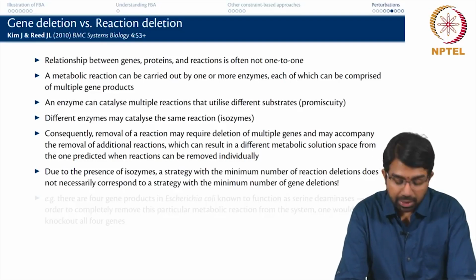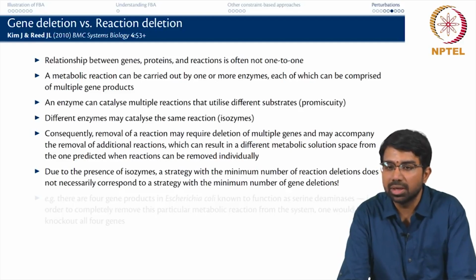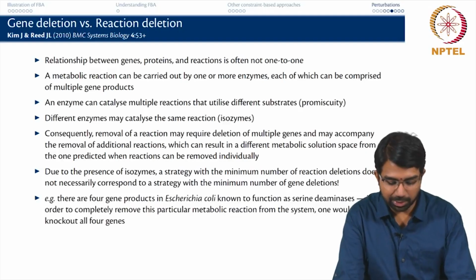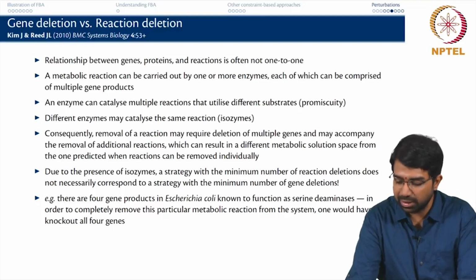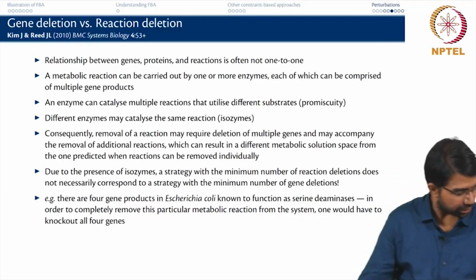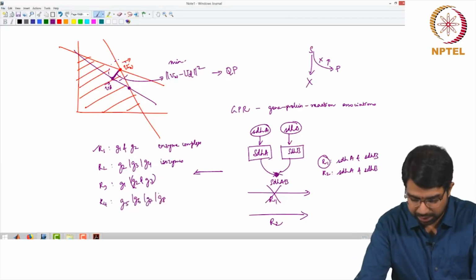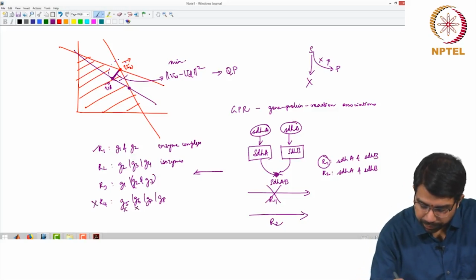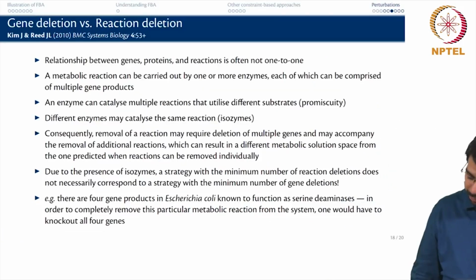Then again due to the presence of isozymes, a strategy corresponding to minimum number of reaction deletions does not correspond to a strategy with the minimum number of gene deletions, simply because there are 4 genes in E. coli that can function as serine deaminases. So, to completely remove that reaction, that reaction is something like R4 is G5 or G6 or G7 or G8. So, to remove R4 you have to knock out all these 4. This might be quite a challenge experimentally to knock out 4 enzymes.